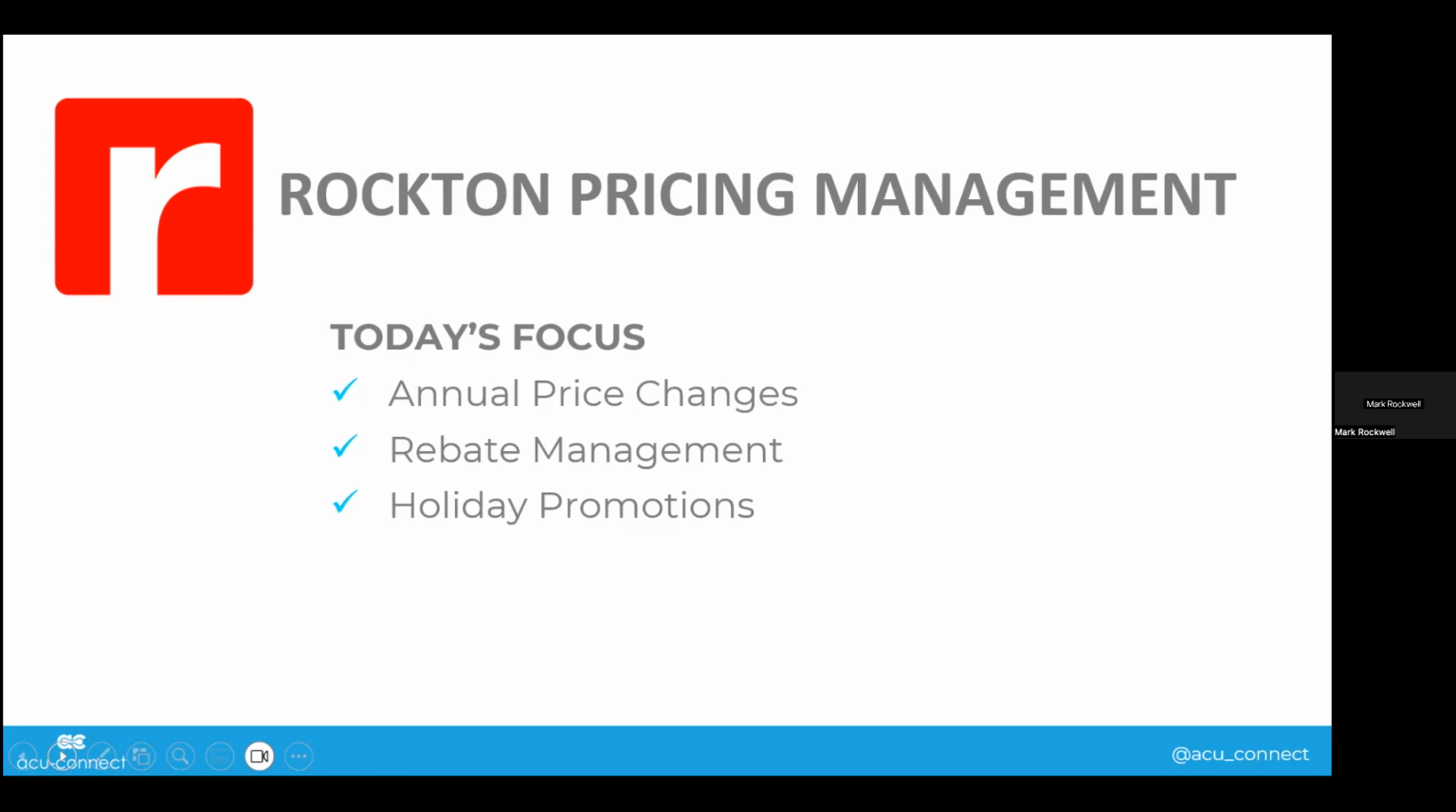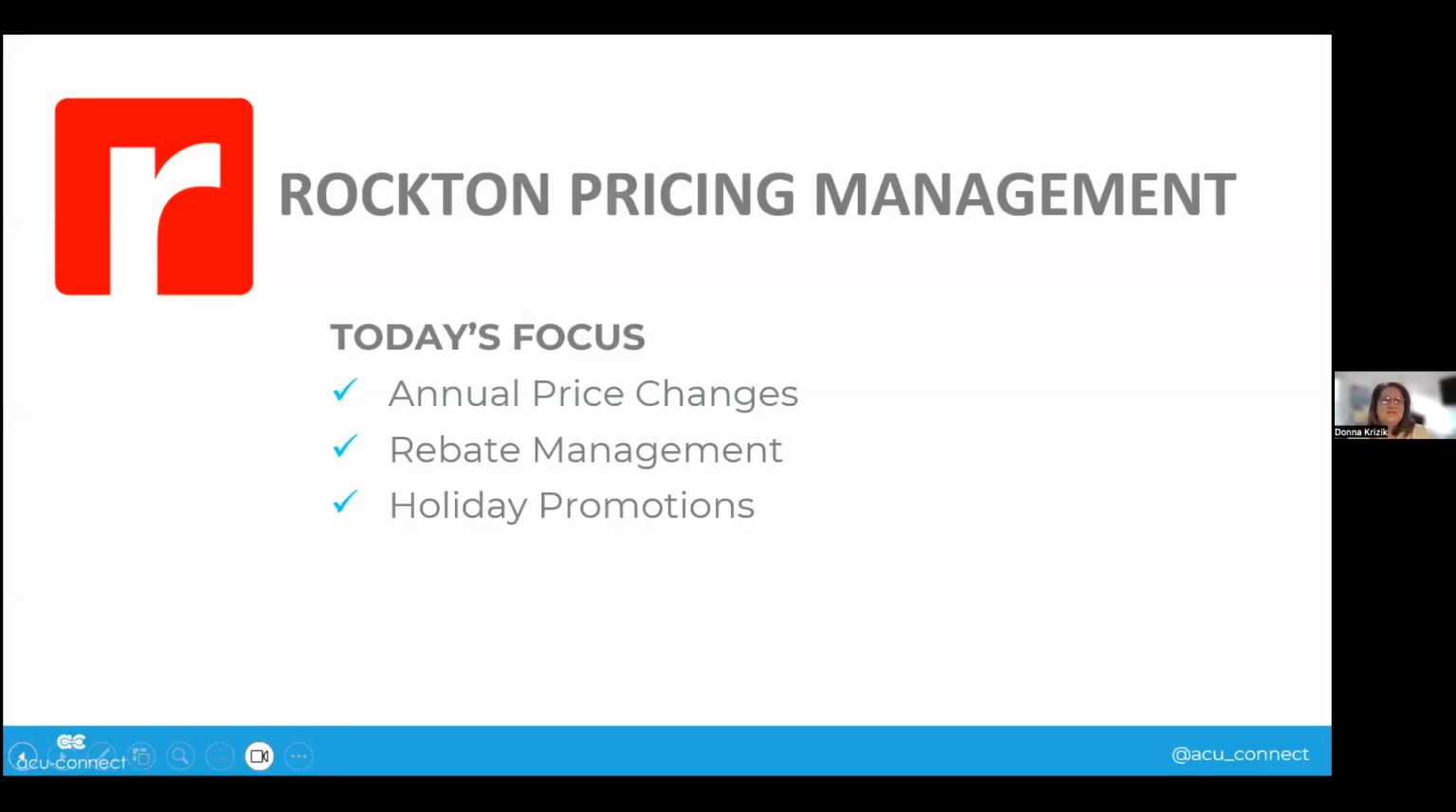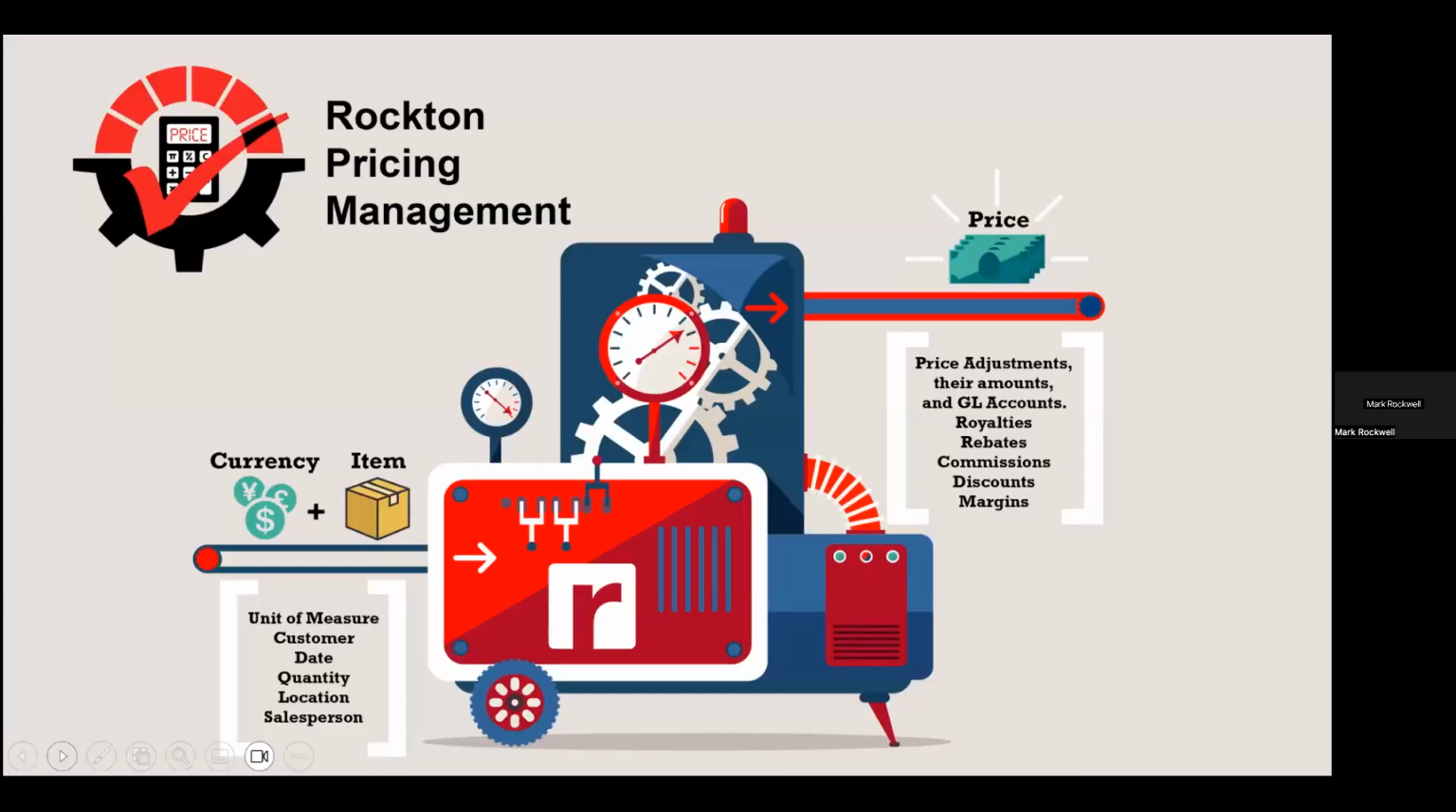Jumping into annual price changes. I forgot, we're going to explain briefly what RPM, Rockton Pricing Management, is. It's a giant calculation engine. You put things on the left, like a customer, an item, and a date, and it spits out a price. It can also spit out price adjustments.